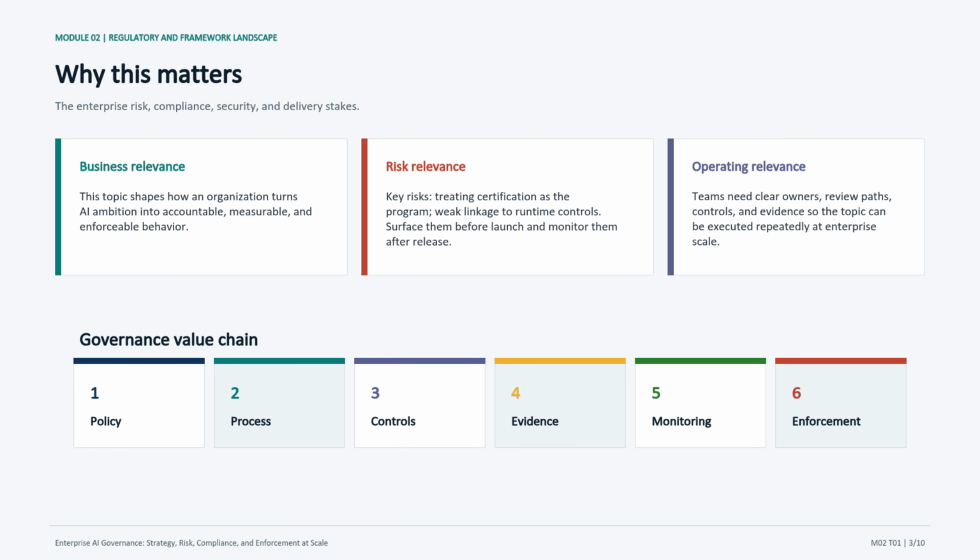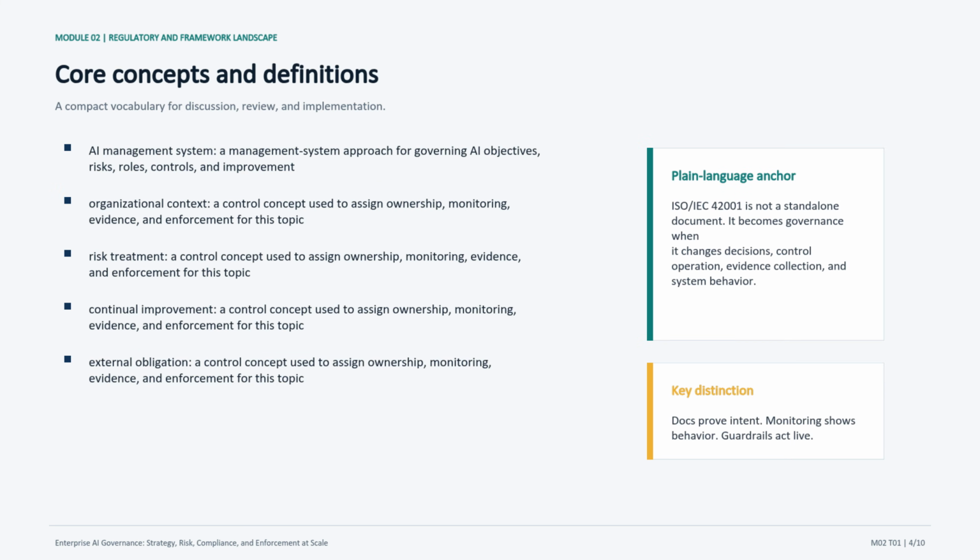Once learners see why the topic matters, the next step is to give them a vocabulary they can use in a review meeting or implementation workshop. Here, I would slow down and make sure the class has shared language. The core concepts for this topic include AI management system, organizational context, risk treatment, and continual improvement. These are not academic terms, they are the vocabulary teams use to make decisions together.